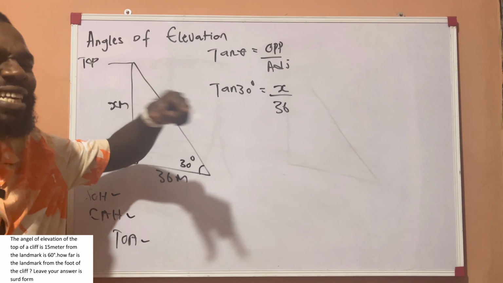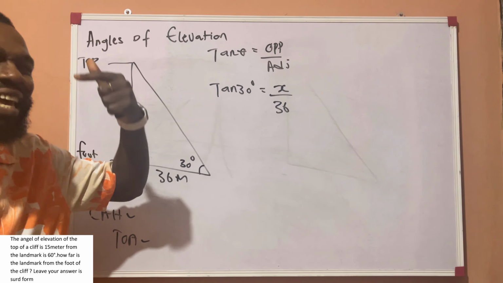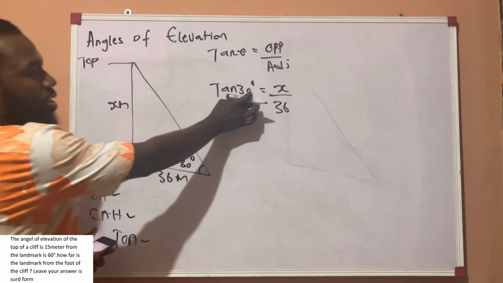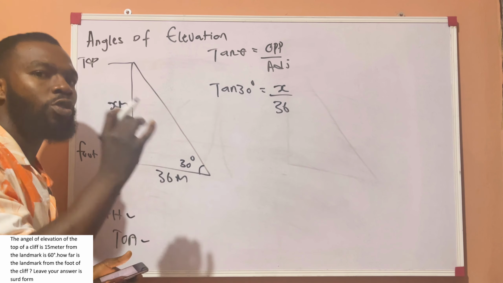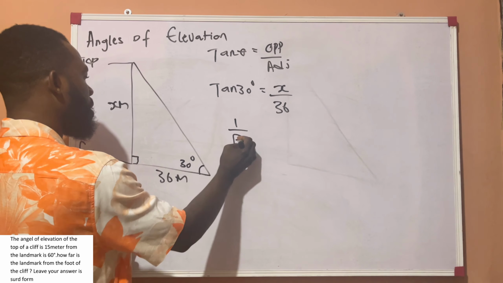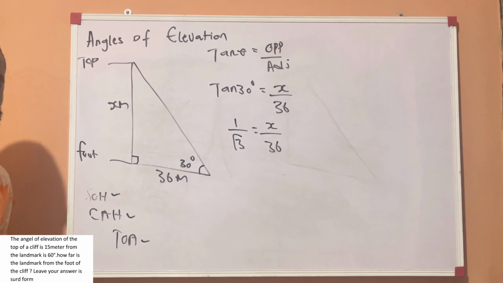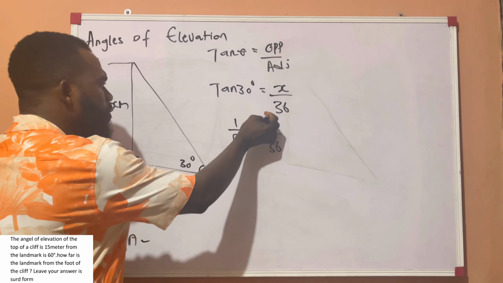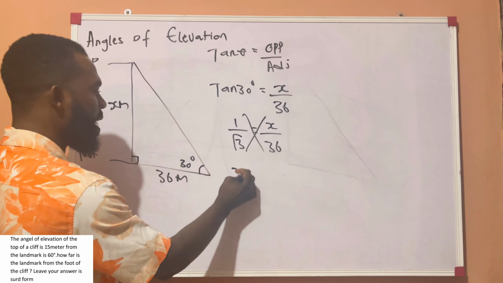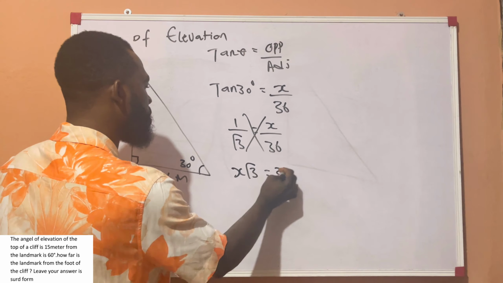Okay, now without wasting time, here becomes tan 30. Now 30 degrees is a special angle. 30 degrees is a what? A special angle. And what is tan 30 degrees? Tan 30 degrees is 1 over root 3. So here becomes 1 over root 3 is equal to x over 36. Now what do we do? We have to cross multiply. Now x multiplies root 3 to give us x root 3, and 36 multiplied by 1 gives us 36.